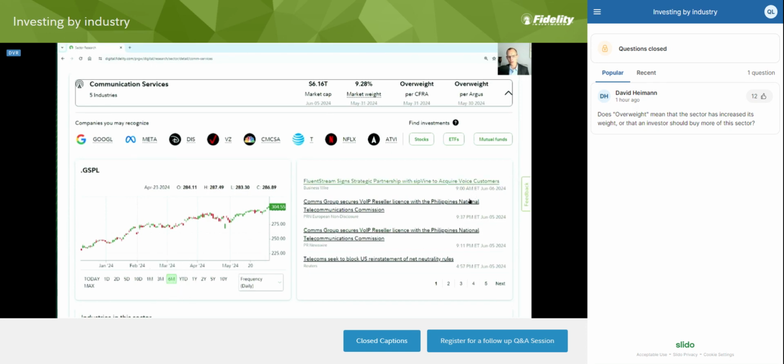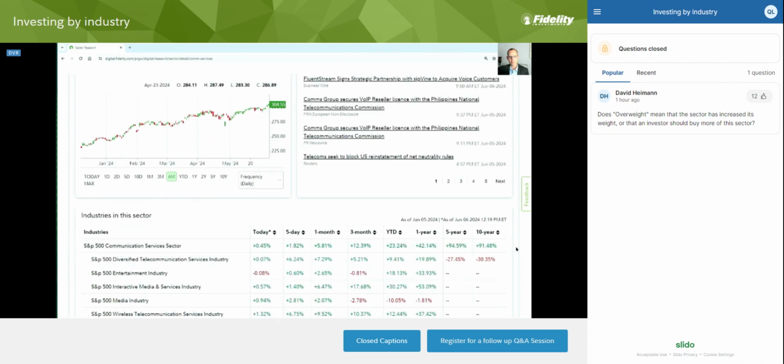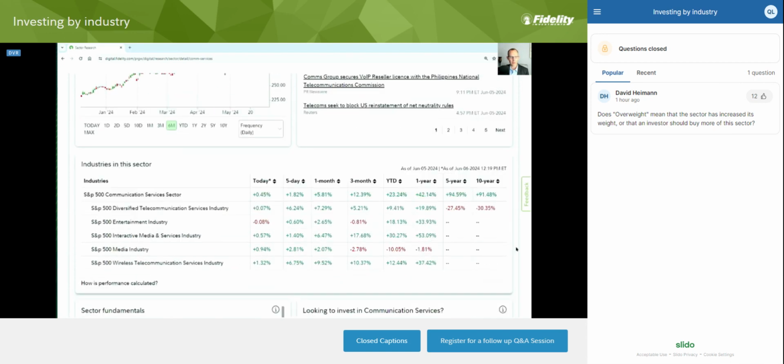There's a news stream right here where we can read those items in the news that are likely to be affecting the communication services sector. We could pull up any one of these and read to our heart's content all about what's happening in the world. But there are many different sectors here that we could glance through. Let's just take a look and scroll down and see what else we see on this page.